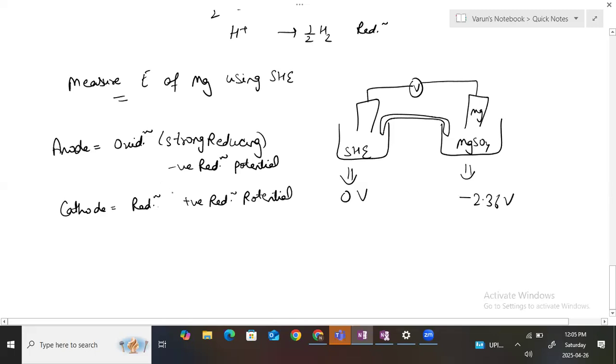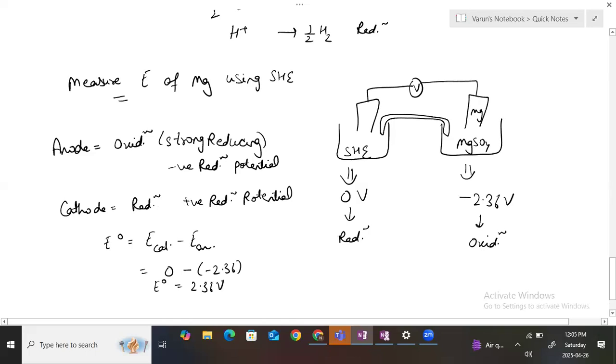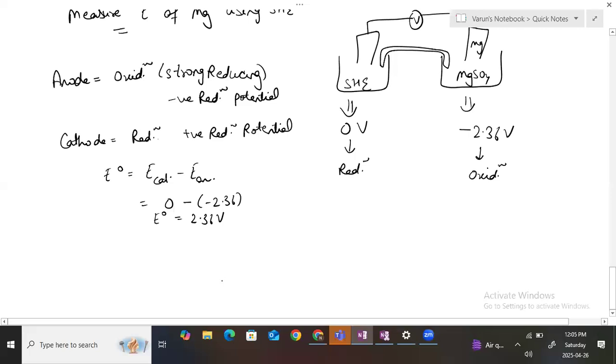Yes, ma'am. So in this case, it is having lesser value, so it will undergo oxidation. And this is having higher value, so it will undergo reduction. Correct? If we practically do it, then we find out the E naught cell for this reaction. What is E naught cell? E cathode minus E anode. Cathode is 0 minus minus 2.36. So on the voltmeter, we get the reading that is 2.36. By this, it is confirmed that we have used this formula.